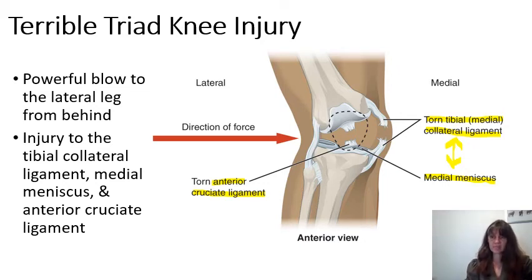You should know that medial collateral ligament and tibial collateral ligament are the same thing, and you should also know that the fibular collateral ligament and lateral collateral ligament are the same thing. However, the lateral collateral ligament does not attach to the lateral meniscus. The only ligament that attaches to the medial meniscus, or either one of them, but in this case the medial meniscus, is the medial collateral ligament. Again, that is called the terrible triad. For anyone who is familiar with football, this type of injury would call for a foul known as clipping.